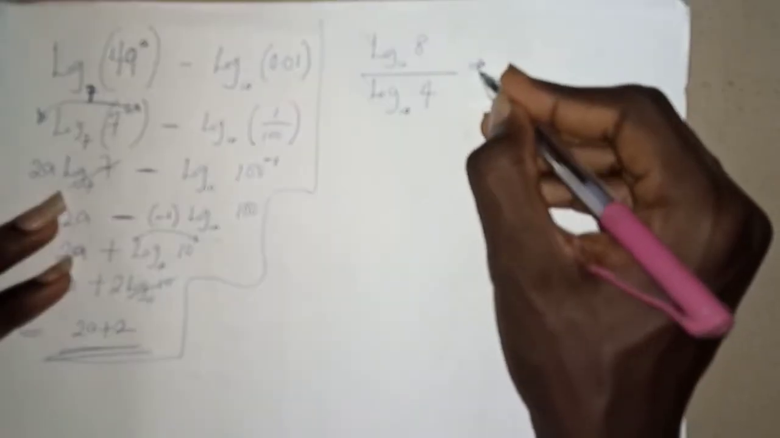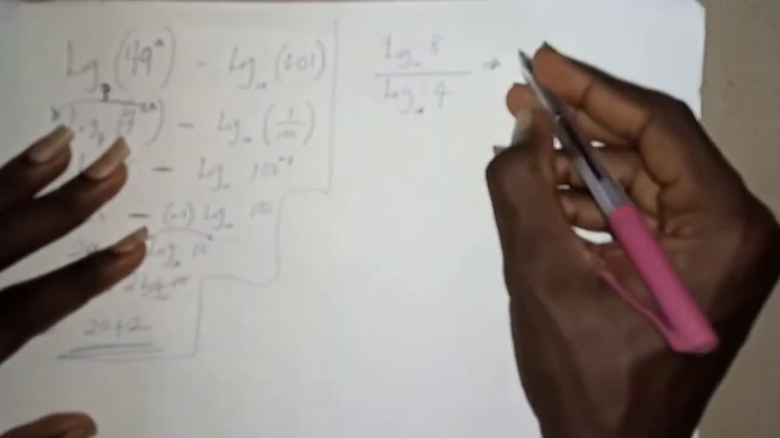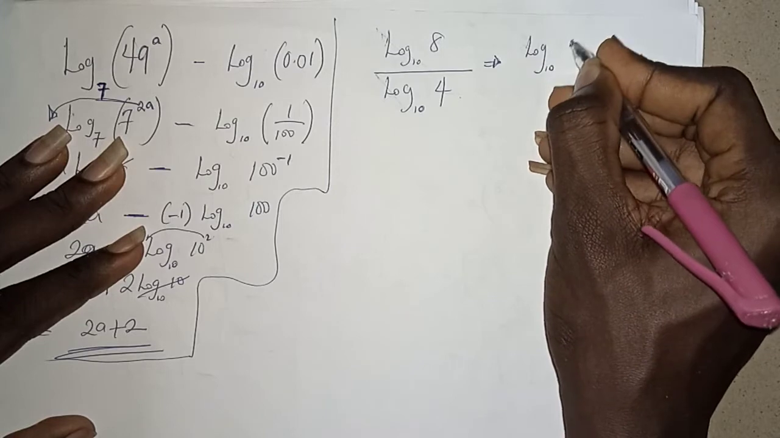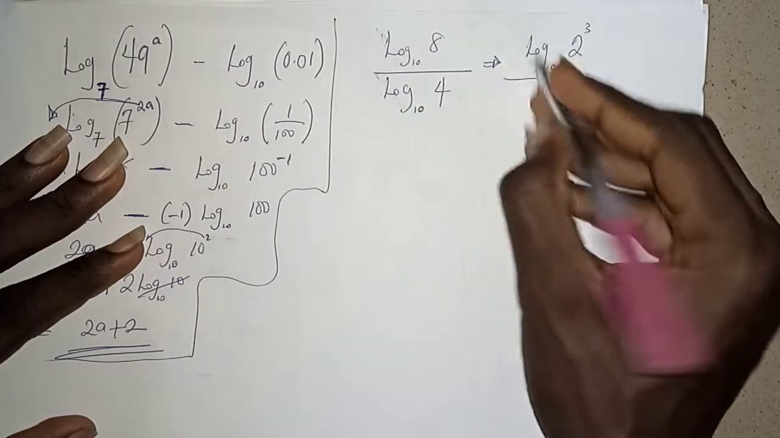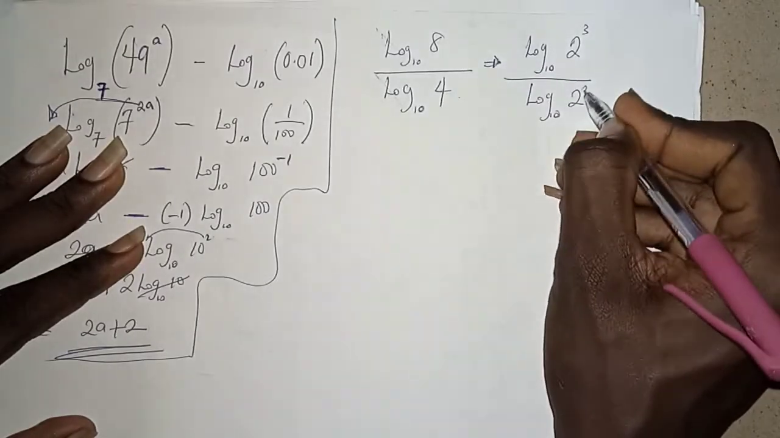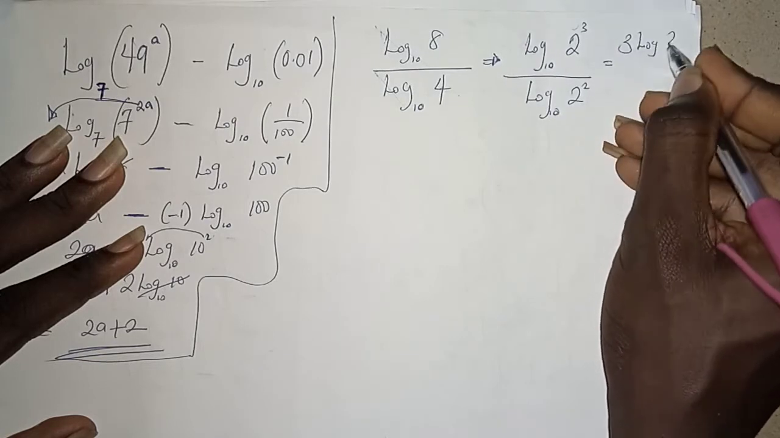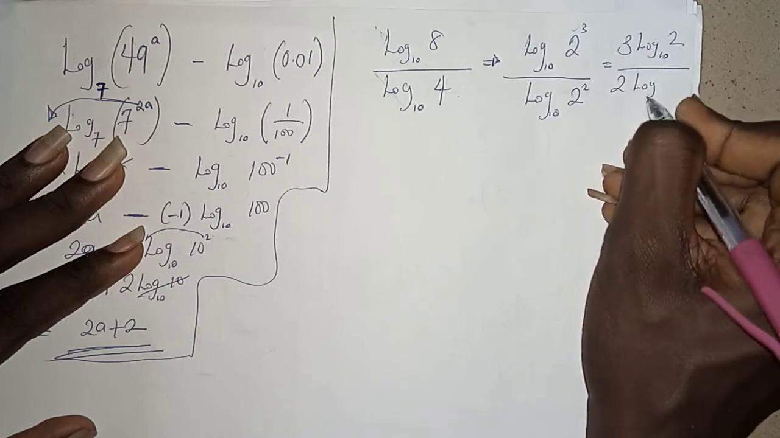You can only cancel this logarithm with this base if and only if you have already expressed the logarithm value in index form, which is 2 raised to the power of 3. That will give us the 8 we have there. And this is also 4, which is 2 raised to the power of 2. This 3 comes to the back. You have 3 logarithm of 2 to base 10 all over this 2 comes back, 2 log 2 to base 10.